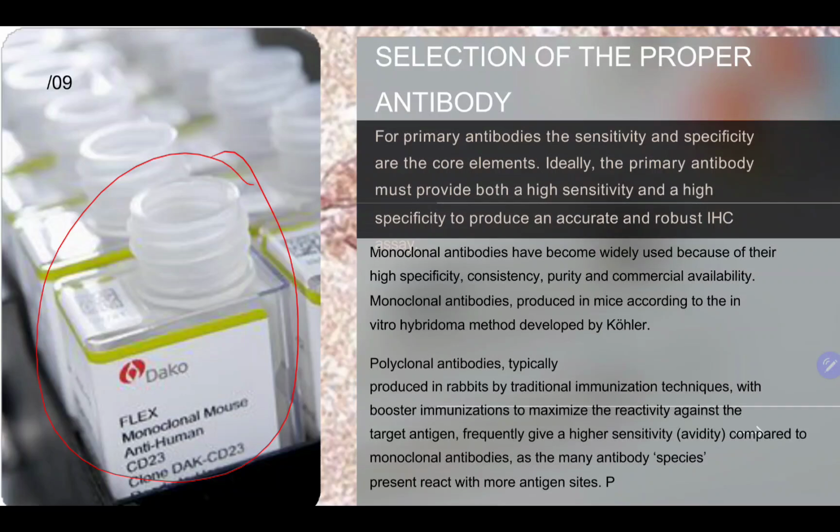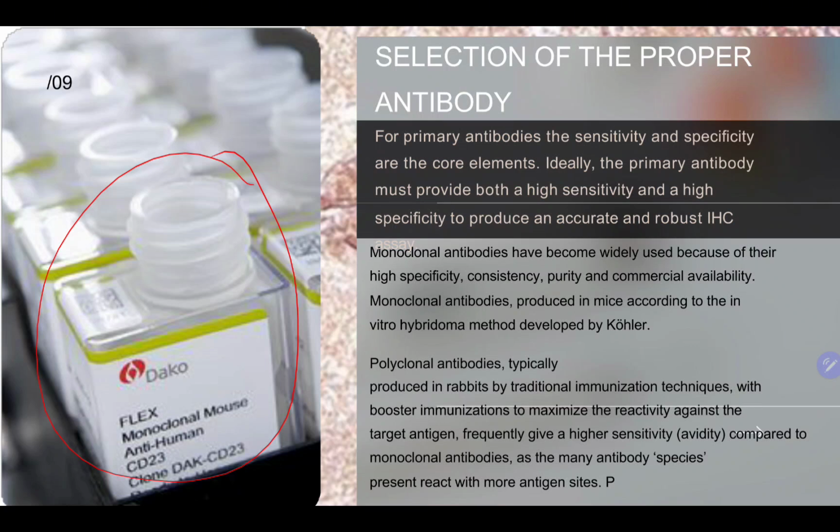Ideally, the primary antibody must provide both a high sensitivity and high specificity to produce an accurate and robust IHC assay. Monoclonal antibodies, so dalawa po yung source. It might be monoclonal or polyclonal. Ang monoclonal po, from the word mono, ibig sabihin very specific lang sila. They have high specificity, consistency, and purity. Ibig sabihin po, specific lang sila sa isa. They are produced in mice according to the in vitro hybridoma method developed by Kohler.